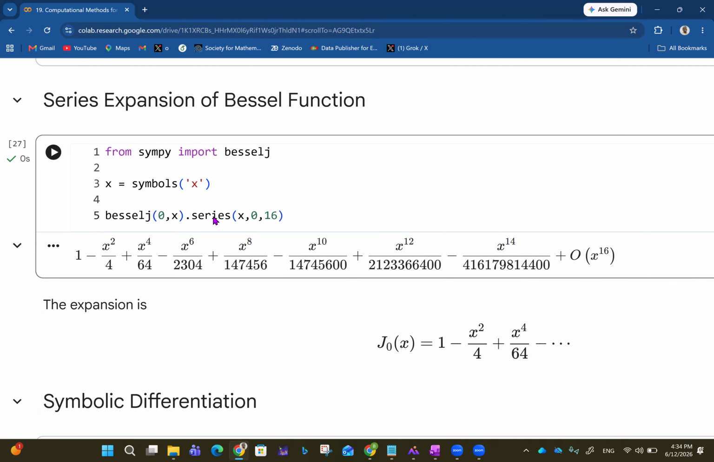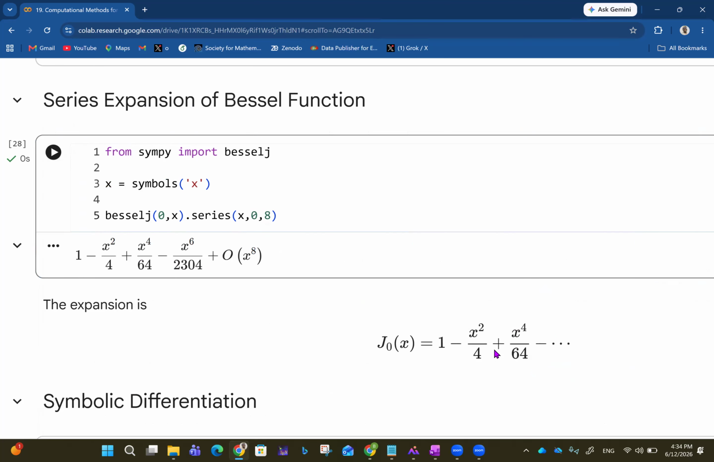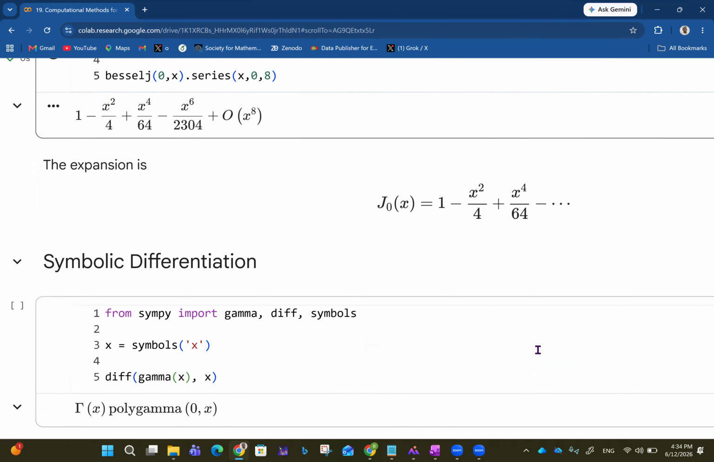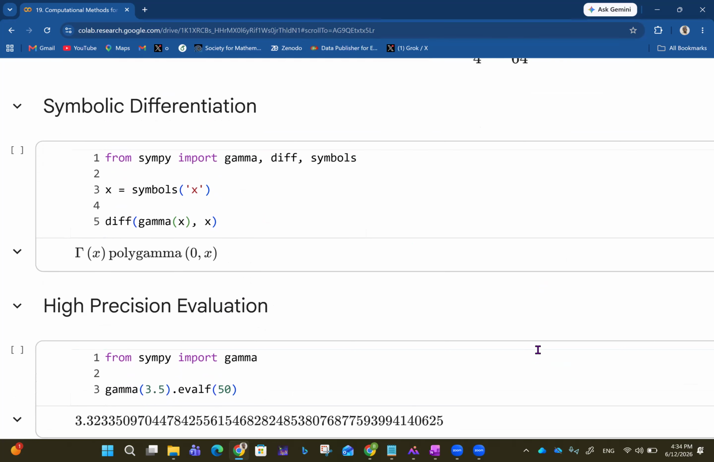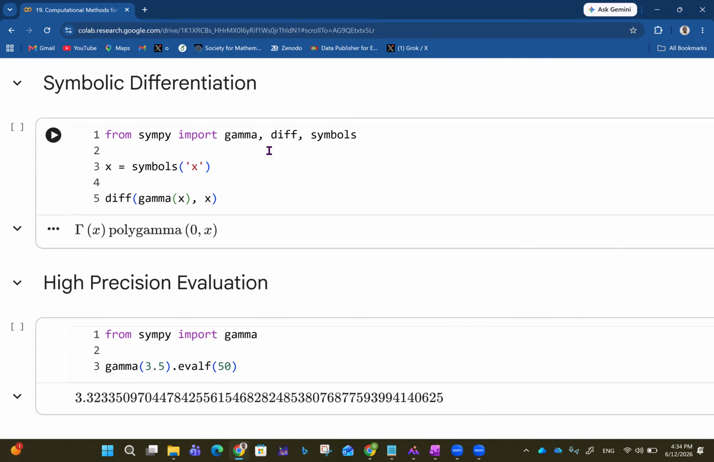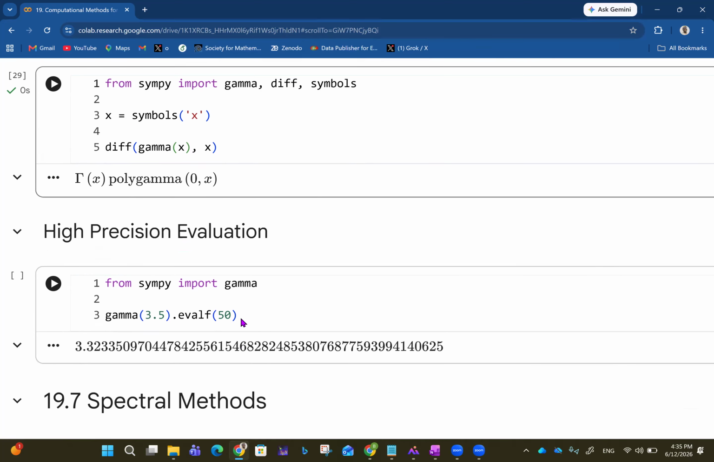So from SymPy you import besselj like that. What we started with was this 8, right? So let me leave it that way so that we have power up to, yeah, it just continues after x raised to 4 over 64 like that. And then we have symbolic differentiation. From SymPy import gamma and symbols. You want to differentiate gamma of x. That's gamma x times polygamma 0 comma x. That's what that gives.